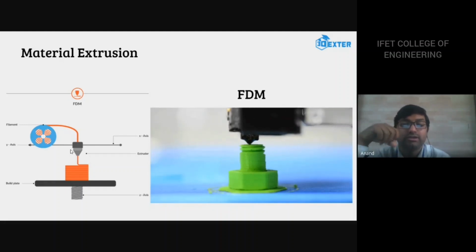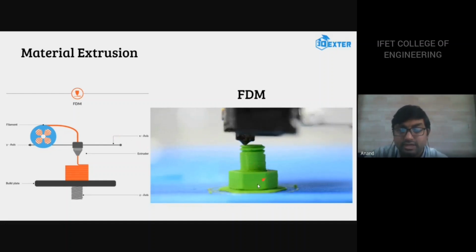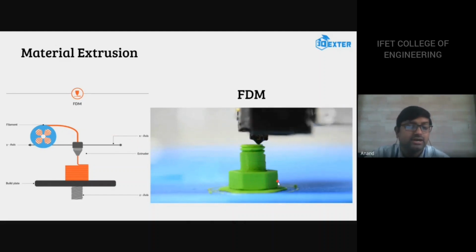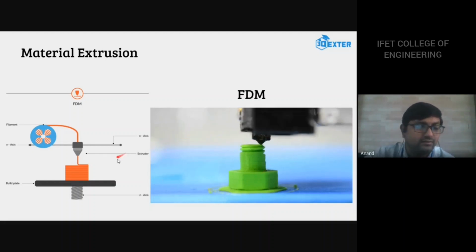So we will look into how the machine moves according to the design, right? You can see some design. In the image over here, a bolt is being printed. You can see it is moving according to the design. So how does the machine know how to move accordingly? That is what we are going to look into.